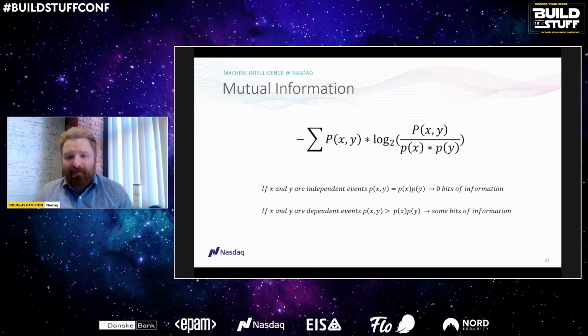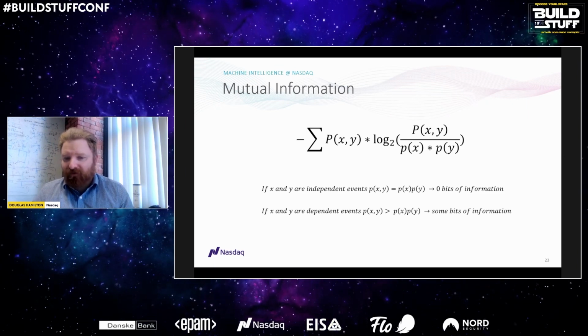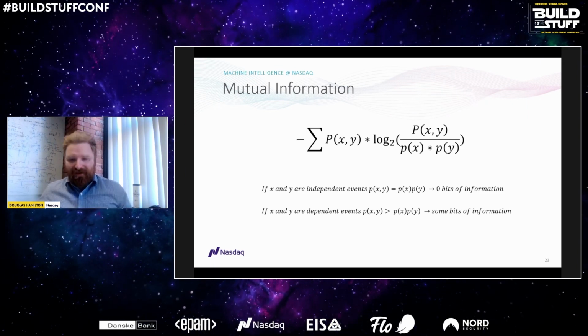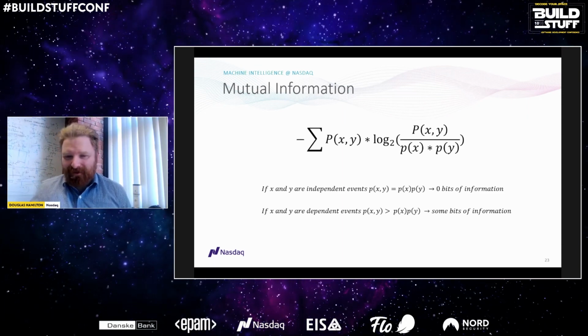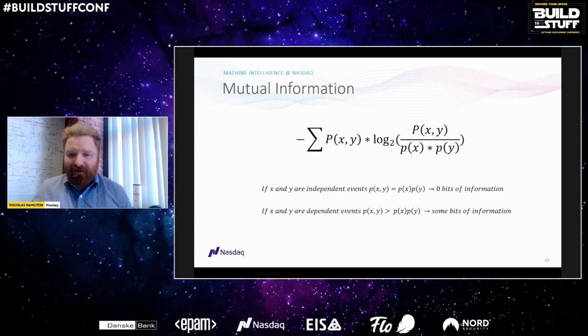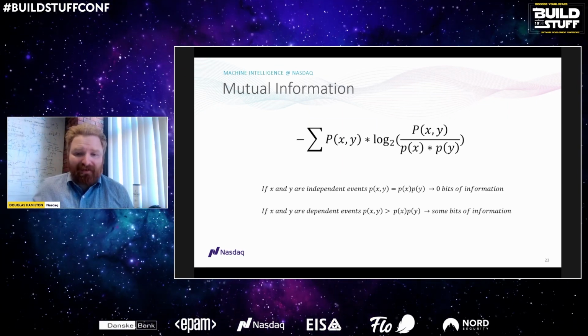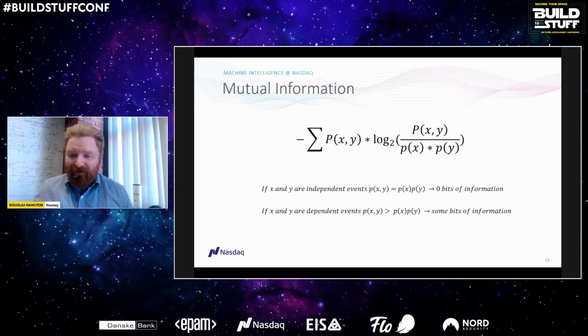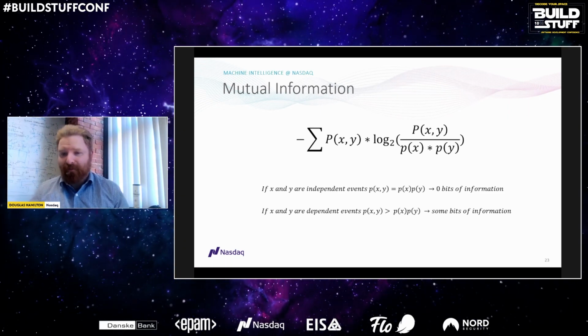However, if X and Y are dependent events in some sense, then the joint probability is greater than the product of the independent probabilities, which means there's some information between the two. And again, here we say bits of information, because that is telling you how much uncertainty is reduced by this piece of information in a model.